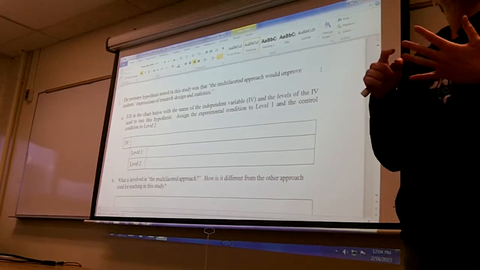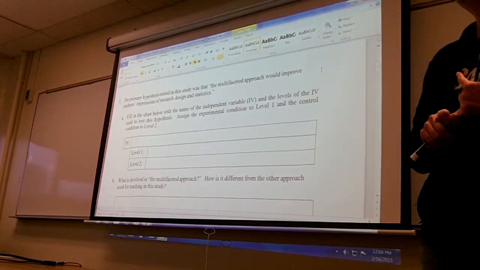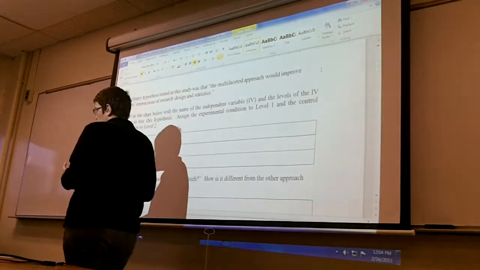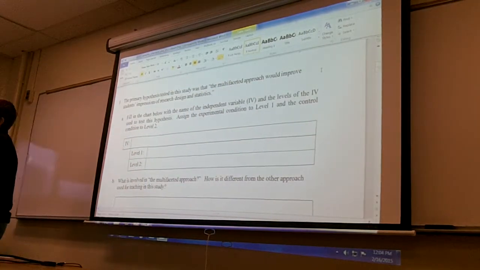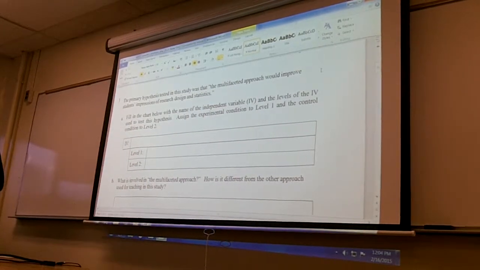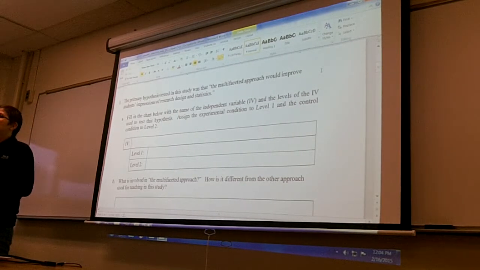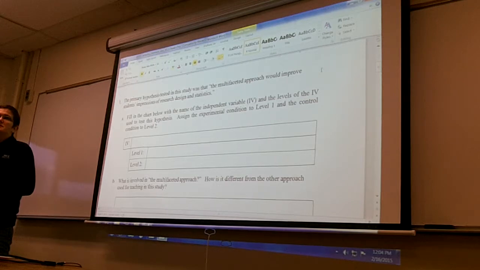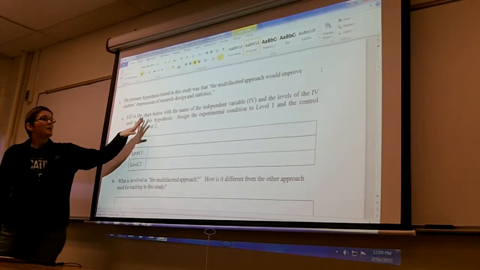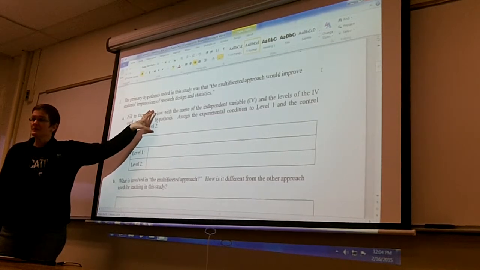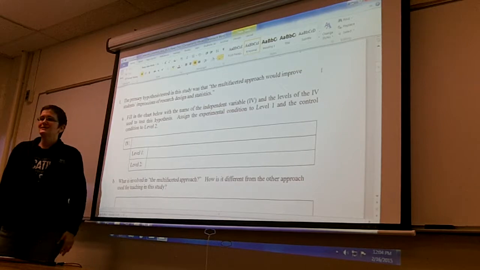So we're talking about instructional style. And the experimental condition was the multifaceted approach. The control condition was the traditional approach. Now, here I'm going to ask you a question that's not on the sheet, because you should be able to answer this based on what we've been doing in class over the past week or so. Given this alternate hypothesis, right? That's an alternate hypothesis because it's not a null hypothesis, right? Should they be doing one-tailed tests or two-tailed tests?